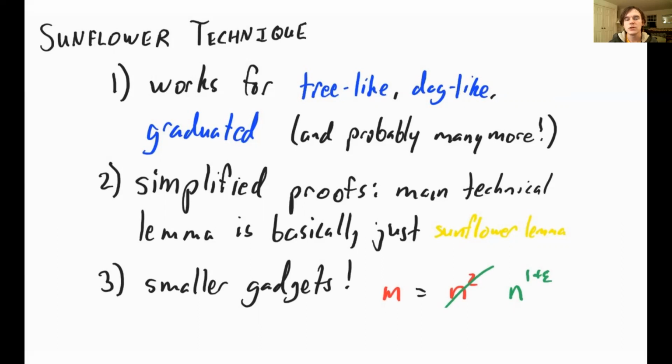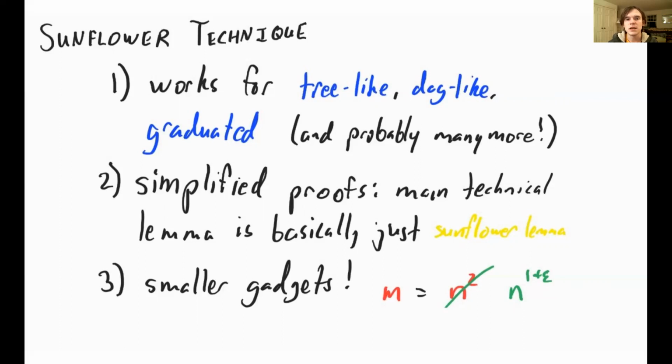which is that once you replace this centerpiece of the proof with our sunflower technique, your gadget size drops. Now, when you go to apply lifting theorems, the size of your gadget is going to play directly into your lower bound. And the larger your gadget, the worse your lower bounds are going to be. So getting m to be as small as possible, maybe one day order 1, is very important.